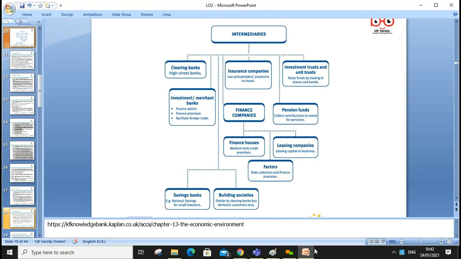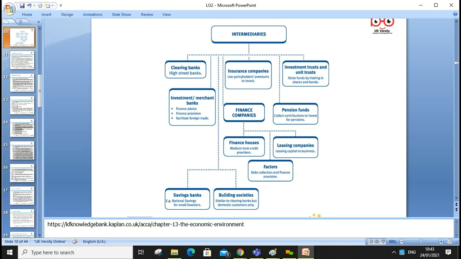So when we look, intermediaries can play a key role in fiscal policy. Intermediaries are the banks, like a clearing bank, insurance company, investment trust. So they can implement. Government, of course, sets the policies, and if all other institutions work together, the government objective can be achieved easily. So investment and merchant banks and finance companies, these all also provide credit.